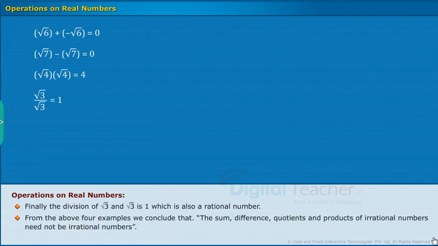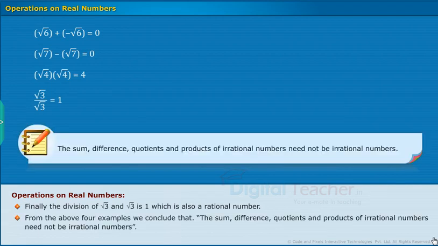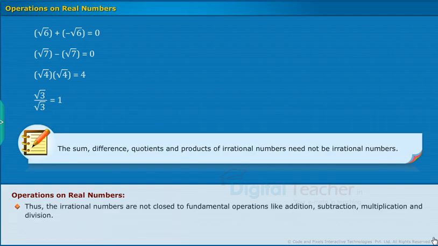From the above 4 examples, we conclude that the sum, difference, quotients, and products of irrational numbers need not be irrational numbers. Thus, the irrational numbers are not closed under fundamental operations like addition, subtraction, multiplication, and division.